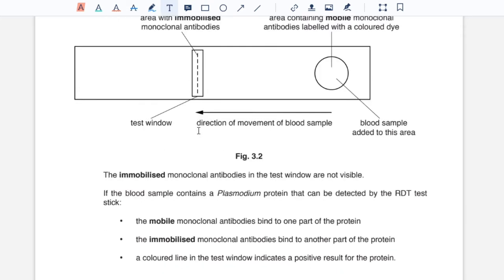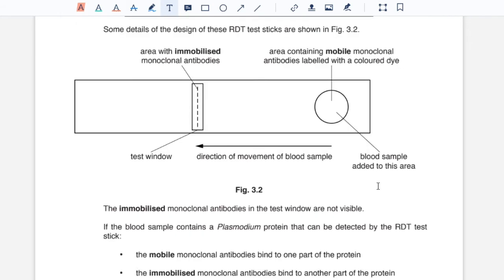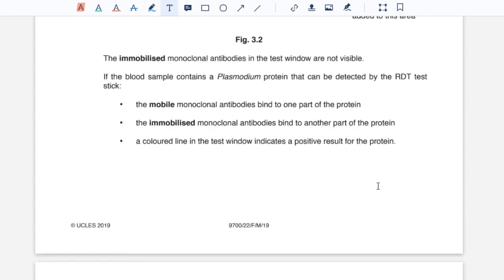If the blood sample contains a Plasmodium protein that can be detected by the RDT test stick, the mobile monoclonal antibodies bind to one part of the protein, the immobilized monoclonal antibodies bind to the other part of the protein, and a colored line in the test window indicates a positive result for the protein. If antibodies bind to the proteins of Plasmodium species, it means that these antibodies are specific to those proteins. And so these antibodies would have antigen binding sites that are specific to the proteins of the Plasmodium species.